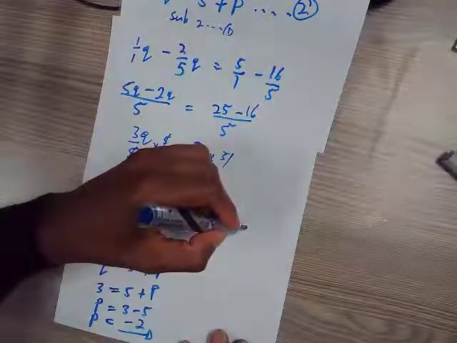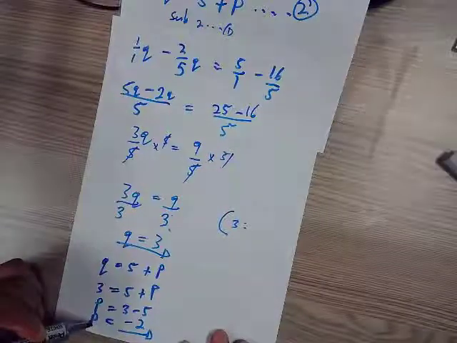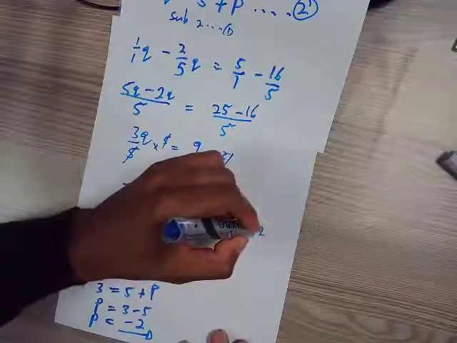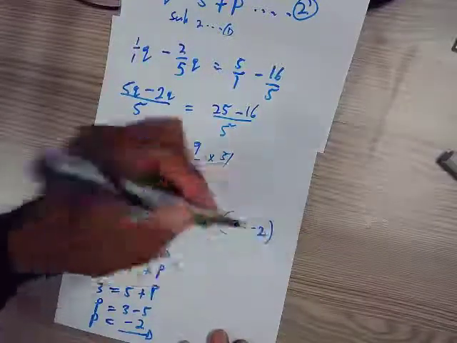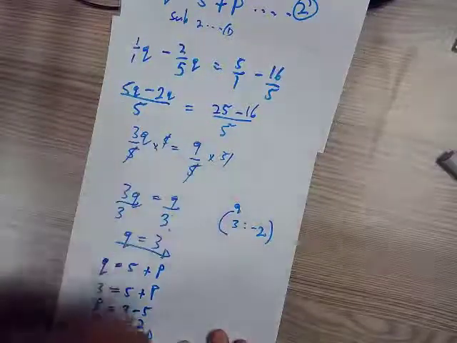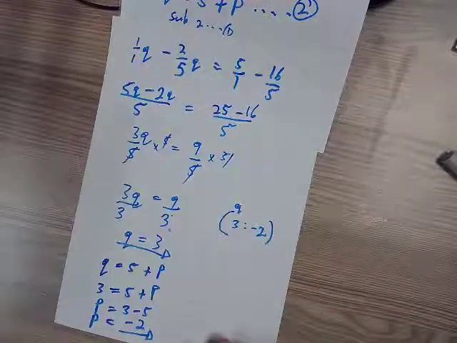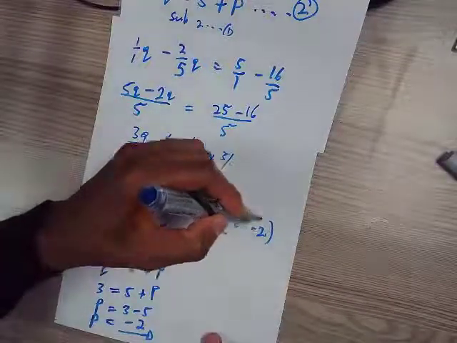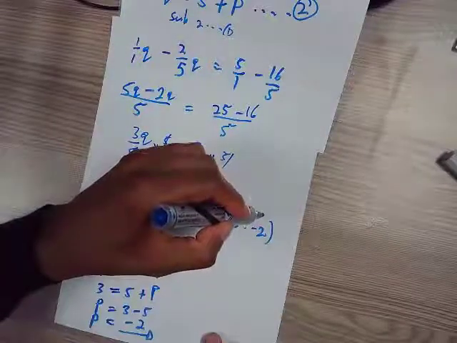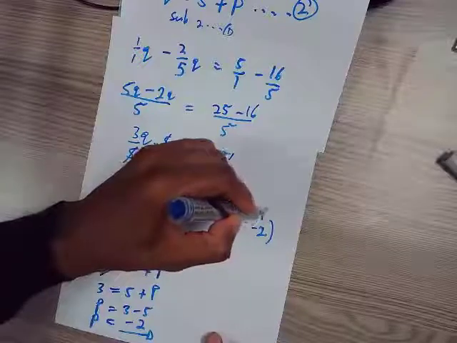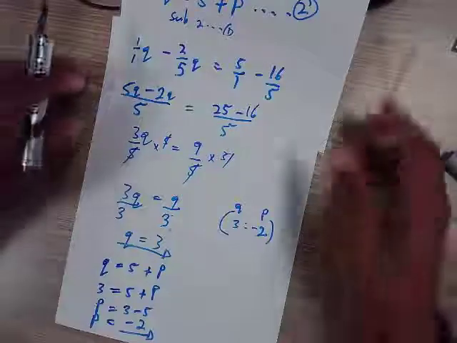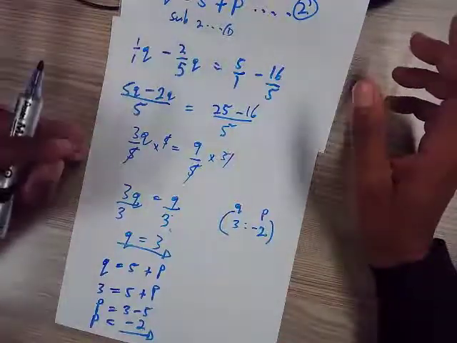So my solution is q is 3 and my p is minus 2. Okay, that's q, which will resemble the x-axis, and your y will be minus 2, which is p. I hope you understand. I don't confuse you a lot. So now we just did it by way of substitution.